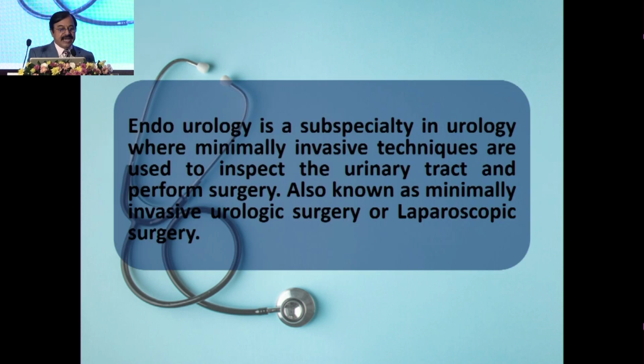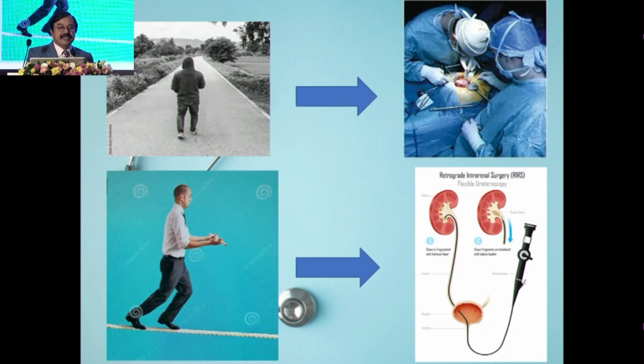We know what endourology is. This is the open road, very easy to walk, like open surgical procedure. Chances of complications are less. But walking on a roof, a very narrow road, is very difficult, like endourological procedures, where chances of complications are more.